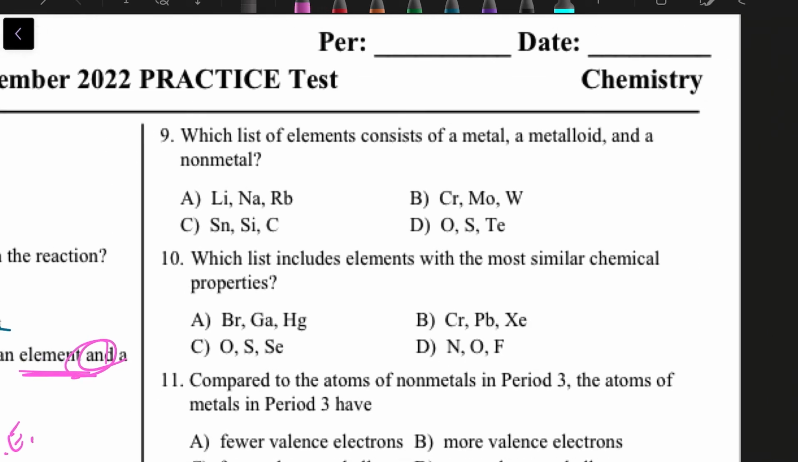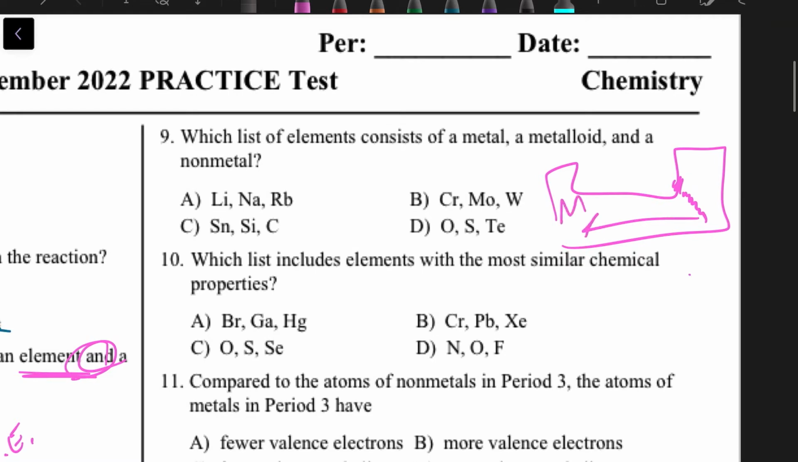Okay, moving forward, number 9, which list of elements consists of a metal, a metalloid, and a nonmetal? So with this, use your periodic table and label it. Everything on the staircase is a metalloid. Everything to the left of that staircase is a metal. So here is your periodic table. Here is your staircase. Those are your metalloids. Everything here is a metal. Everything to the right of it is a nonmetal.